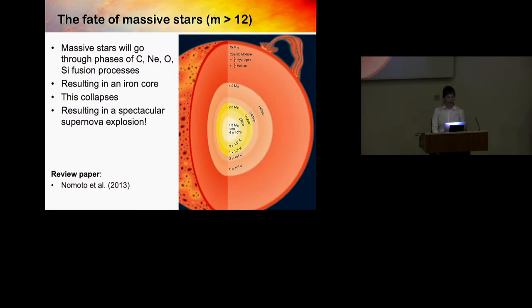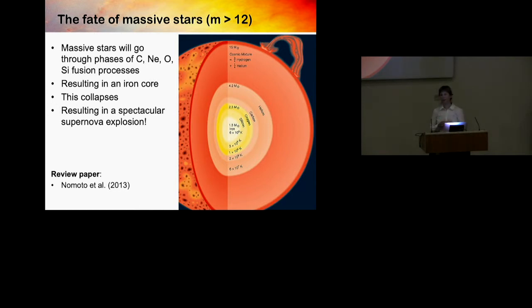So quickly about the fates of massive stars. These are stars more than about 12 solar masses. Unlike our low and intermediate mass stars, they go through various phases of core burning: carbon, neon, oxygen, silicon fusion processes at their centre. They end up with an iron core.